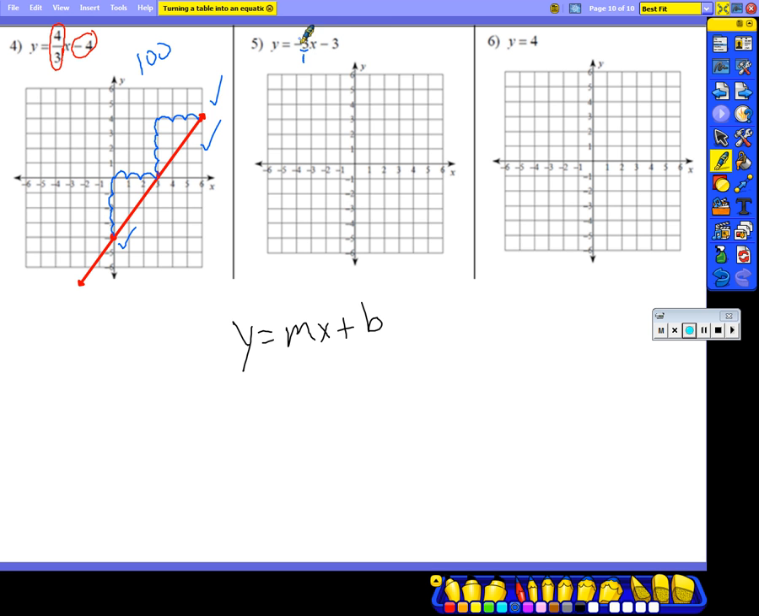But I don't really care about that yet because first I have to look at my y-intercept. All right. So my y-intercept is negative 3. So let me graph that. Negative 1, 2, 3. And my slope is negative 3 over 1.